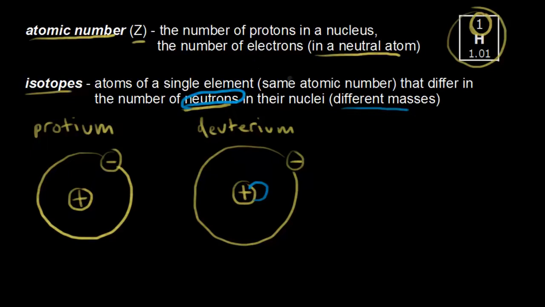And that's important because if you change the number of protons, you're changing the element. And that's not what we're doing here. We're talking about atoms of a single element. Deuterium is still hydrogen. It's an isotope.